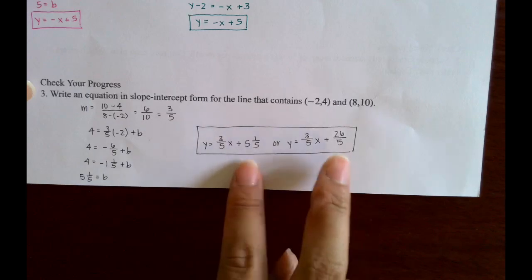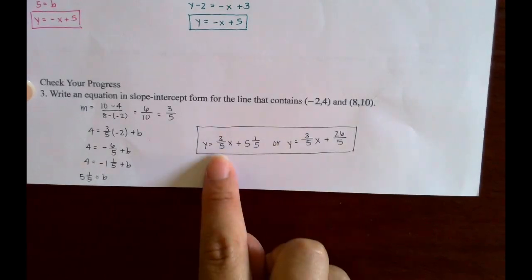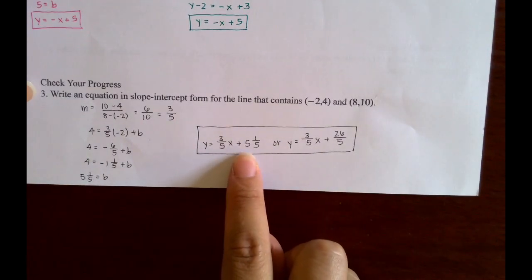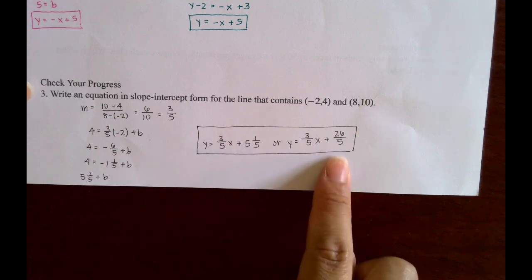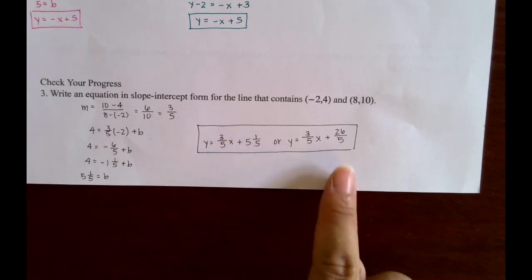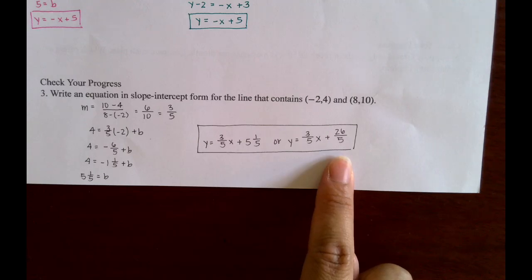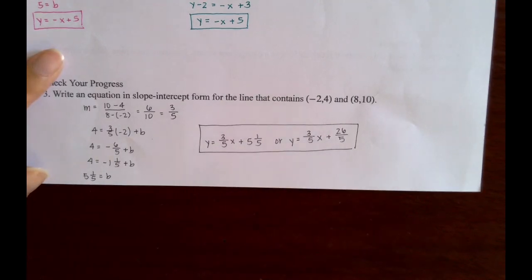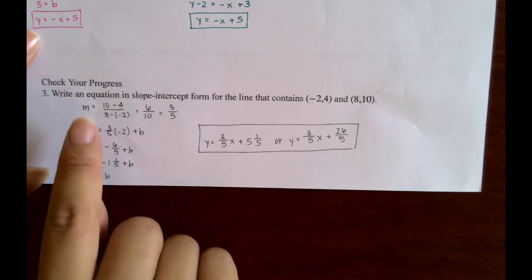Okay, you should have gotten one of these two answers. y equals 3/5 x plus 5 1/5, or if you left it as an improper fraction, it would be 26/5. I personally like the 5 1/5 better because it actually helps me more with graphing rather than thinking of it as 26/5. Okay, got it right? You can move on to our next example. If not, here's your explanation.